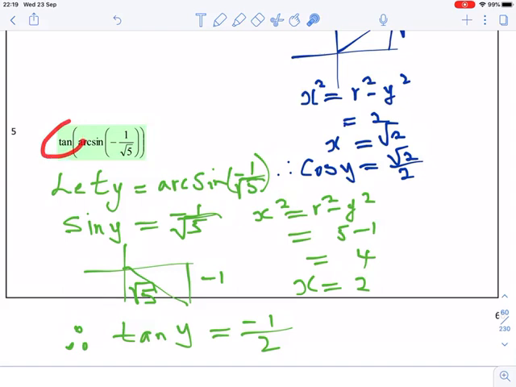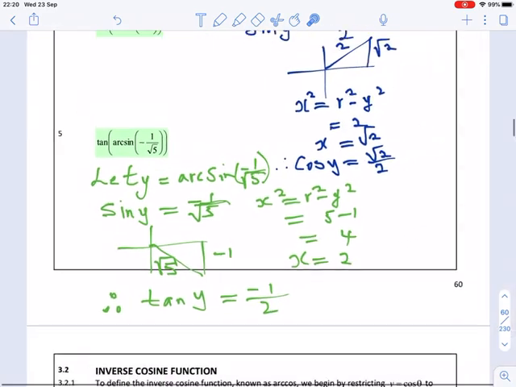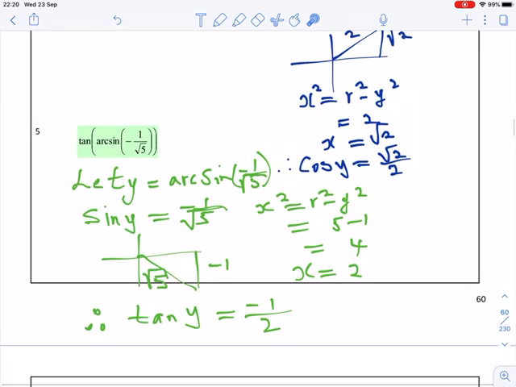What do they ask? They ask the tan. So what is the tan? It's the y over the x. So my final answer should be minus 1 over 2. Okay, so I hope you understand how to handle the arc sine function. In the next recording, we will now look at the arc cos function.